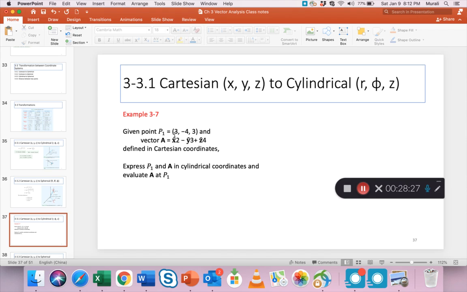1 point and a vector. We are asked to express P1 and A in cylindrical coordinates and evaluate A at P1. Okay, so we are given Cartesian coordinates, we have to convert to cylindrical coordinates. So this is example 3.7.